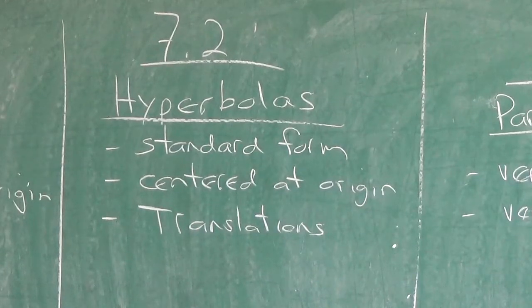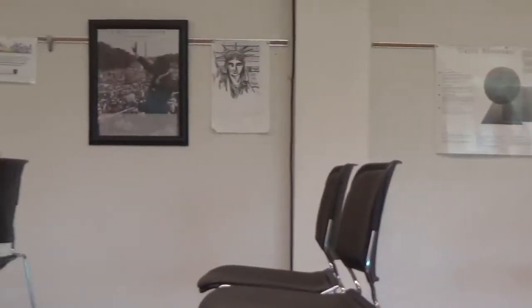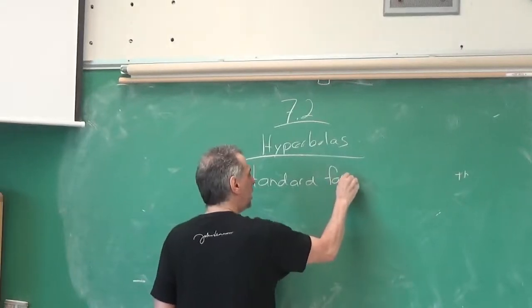All right, 7.2, we go to another conic section. Ellipses were 7.1. This one is hyperbolas. So hyperbolas look like this. Again, we want to deal with what is the standard form of a hyperbola.